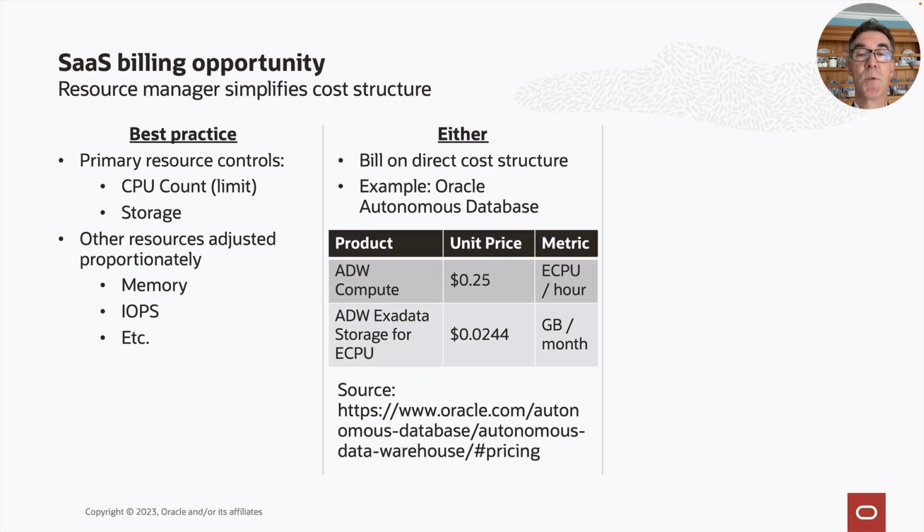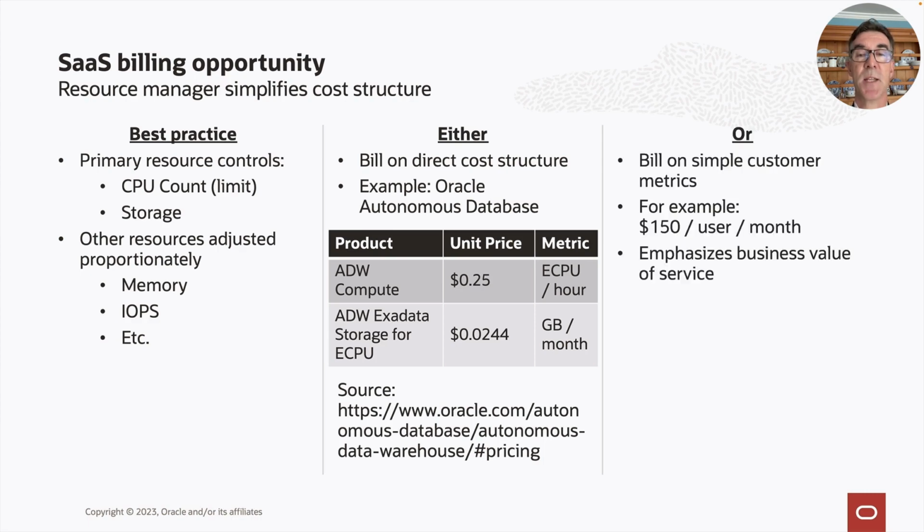Now, one option is to bill on direct cost structure. A great example of this is Oracle Autonomous Database. Here we see a simple price based solely on compute and storage. Another possibility is to bill on simple customer metrics. For example, $150 per user per month. This is more analogous to the New York City taxi example. It emphasizes the business value of the service rather than the cost of delivering it.